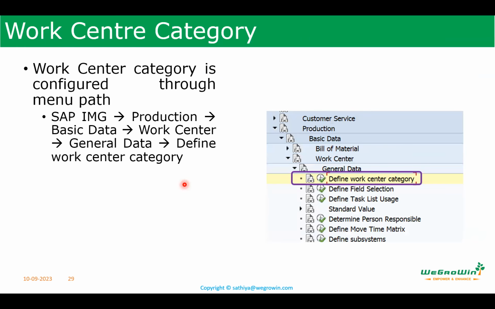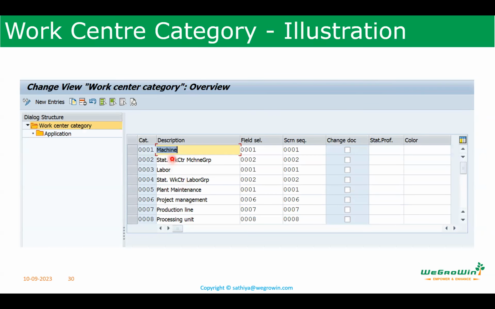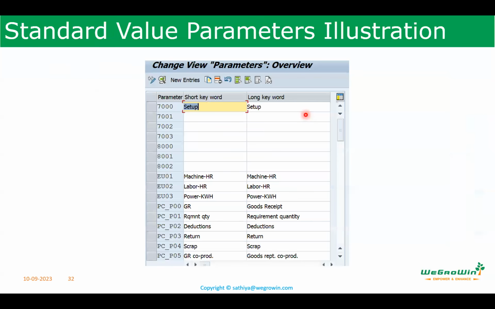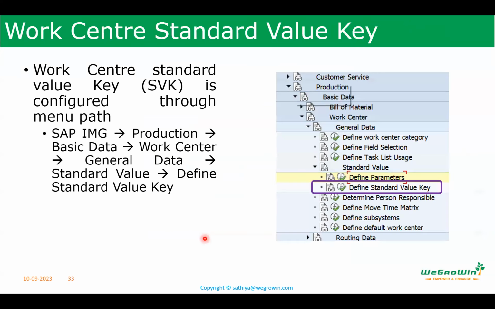And then work centers. Work center category, what we defined is the machine or labor, those kind of things, right? Machine, labor, work center, those kind of things we cater to. And then work center standard value parameters. This is where we define the setup time, processing time, machine time, those things. For example, in the plant, 7,000 means setup, 7,000 means this one, or power, I can define the power, I can define reductions, I can define return, whatever it is.